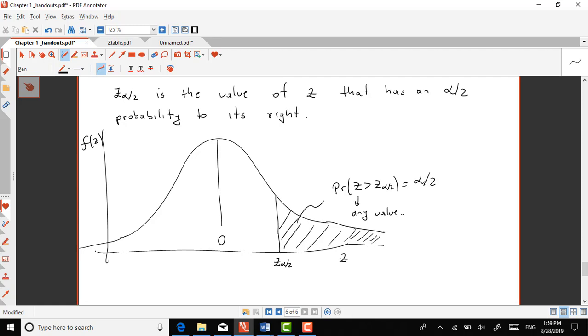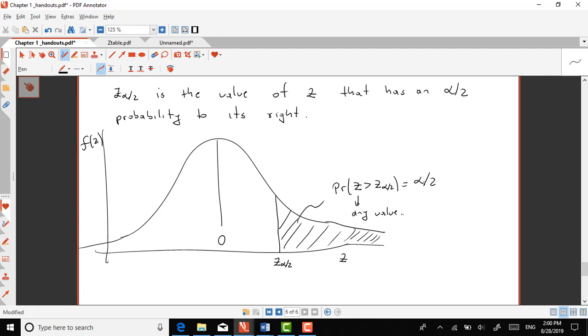Okay, and this is where things get kind of complicated. Different books have different tables, and the tables give you this information in a different way. So the one that I picked is one that I believe is easier than the one in our textbook. I already gave you the handout.